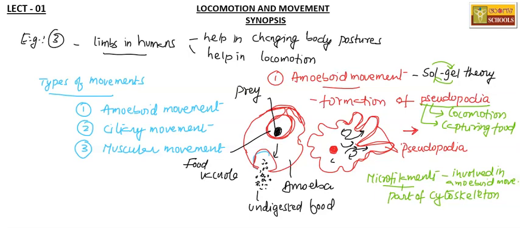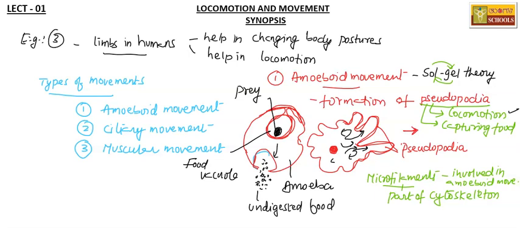So this is how the amoeboid movement, with the formation of pseudopodia, helps in locomotion. Here you can see these finger-like projections which help in locomotion, and they also help in capturing the food and forming the food vacuole, and the digestion takes place inside the food vacuole, and finally the undigested food is released. So this is how the amoeboid movement takes place.